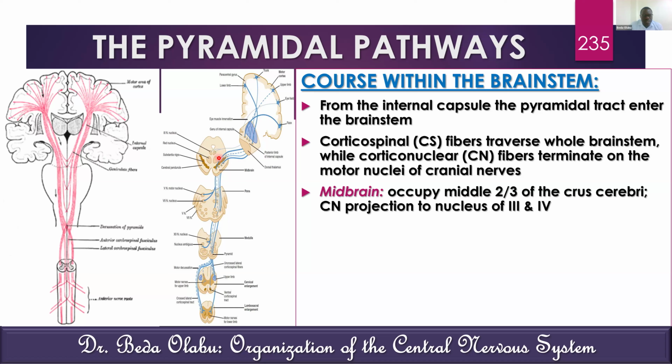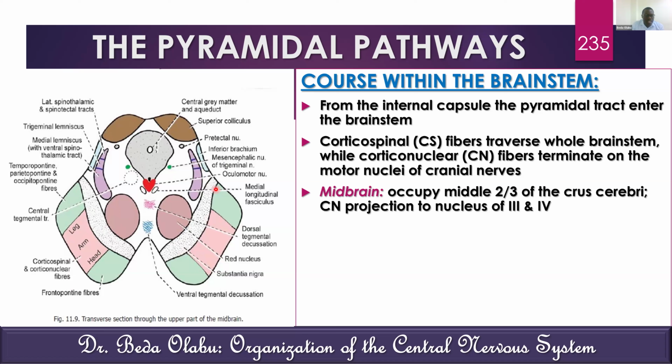We're focusing on the crus cerebri. The pyramidal tracts occupy the middle two-thirds of the crus cerebri. This image could be a better one in illustrating the anatomy of the midbrain with localization of the pyramidal pathway. So look at it. If this is the crus cerebri, we are saying that the middle two-thirds is the one occupied by the pyramidal pathways. That means that we remain with 1/6 laterally and 1/6 medially.